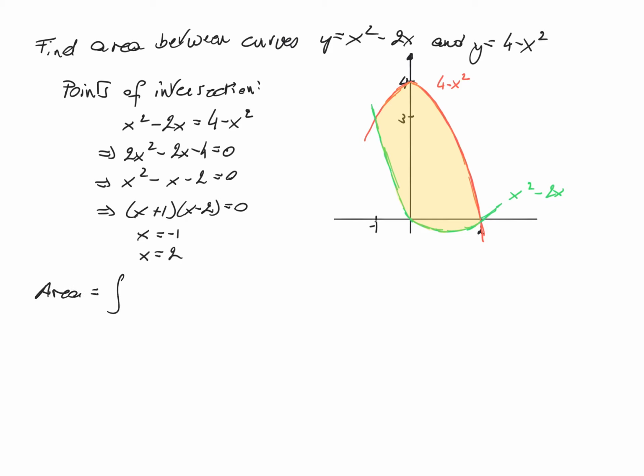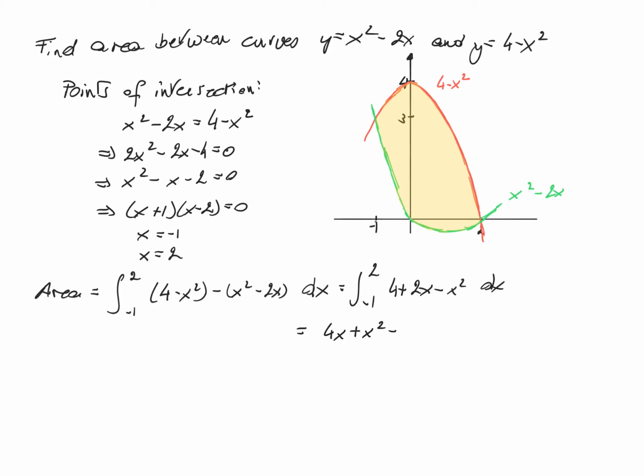is the integral between the points of intersection, so the integral from minus 1 to 2 of the upper function, which is 4 minus x squared, minus the lower function, x squared minus 2x dx. So it is the integral from minus 1 to 2 of 4 plus 2x minus x squared dx, which is equal to 4x plus x squared minus x to the power 3 over 3 between minus 1 and 2. And so if you calculate this, you get that the area is equal to 9 square units.